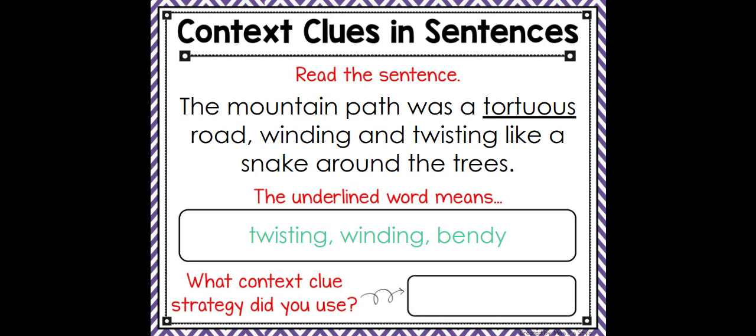What context clue strategy can you use to figure that out? You can use the synonym strategy. The words winding and twisting like a snake help you figure out what the underlined word means.